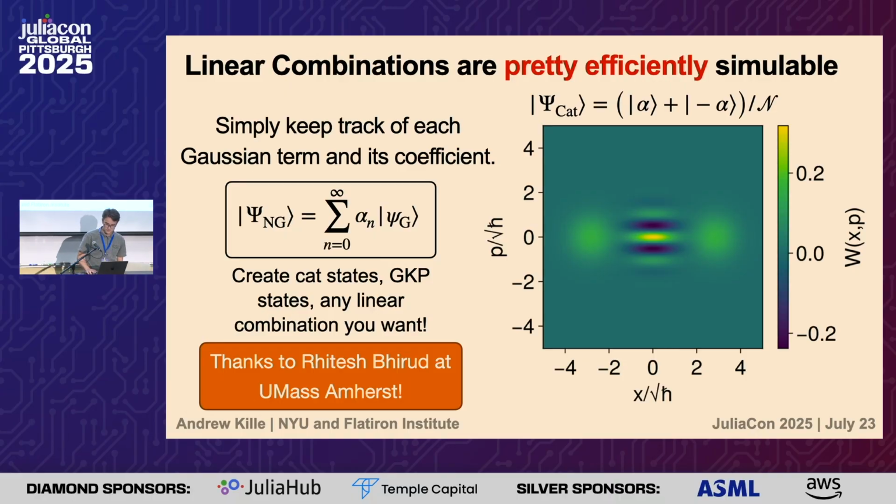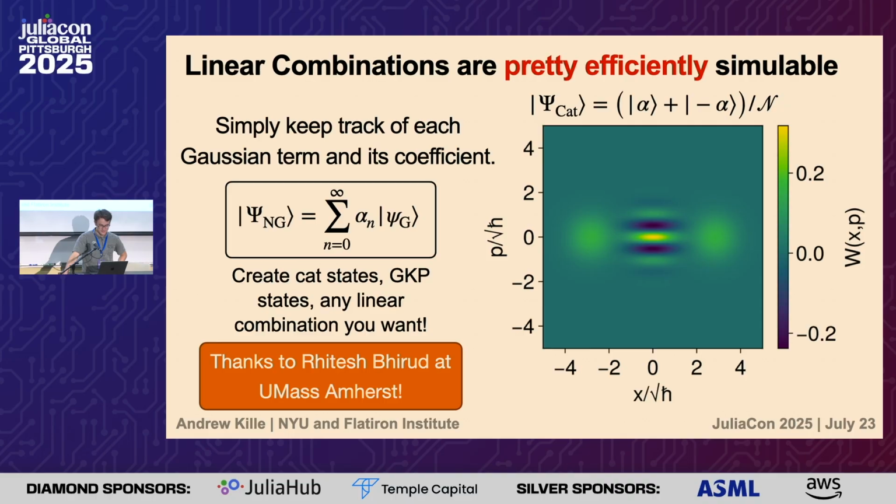So even though this Gaussian character is very classically simulable, it doesn't work for a lot of states and operations that we really care about in continuous variable quantum information. That being said, you can simulate linear combinations of Gaussian states. And the only thing that you really have to care about is all the Gaussian states in my non-Gaussian superposition, as well as the coefficients in front of all of them.